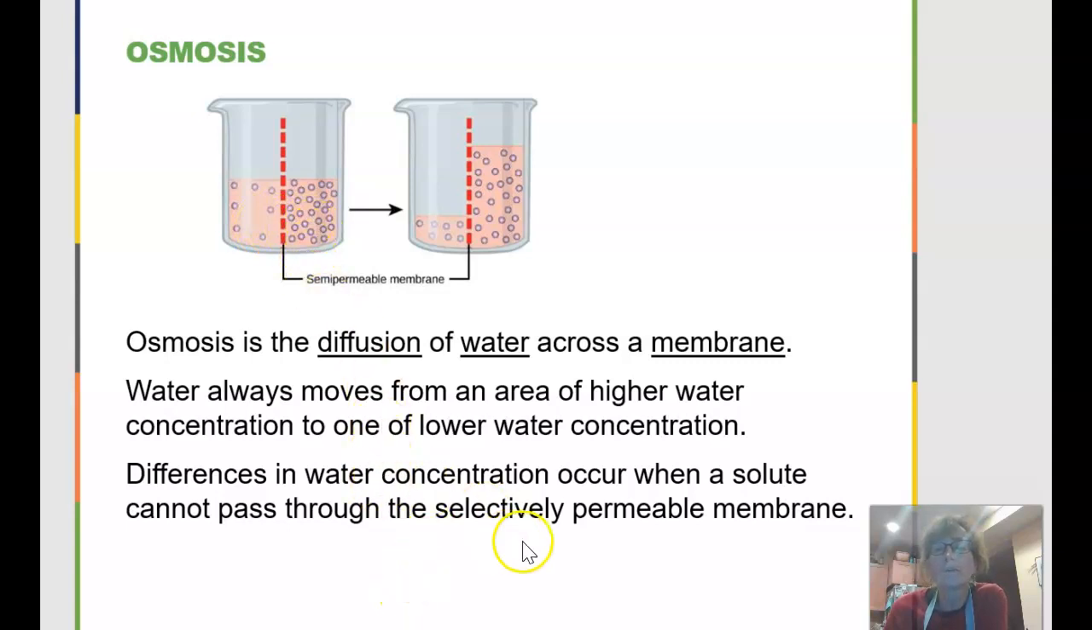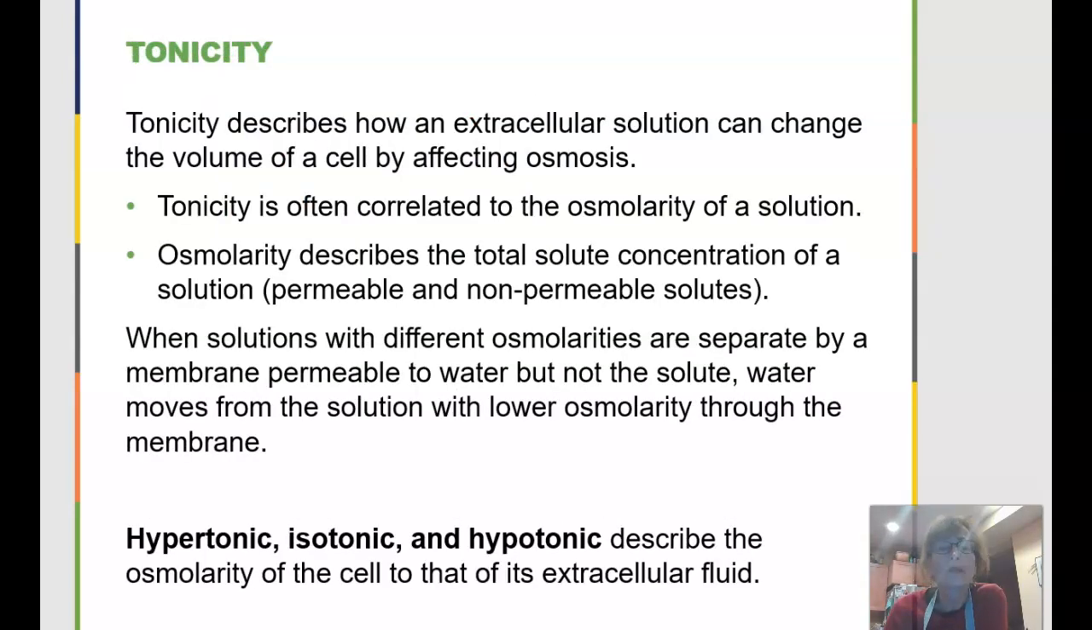We're going to do some practice with this coming up. As a matter of fact, one of your gizmos is going to look specifically at osmosis, so stay tuned on that. The term tonicity, so tone, we all know what being toned is. Tonicity is really describing how some solution from the outside, that's an extracellular solution, can have an effect on the cell volume.